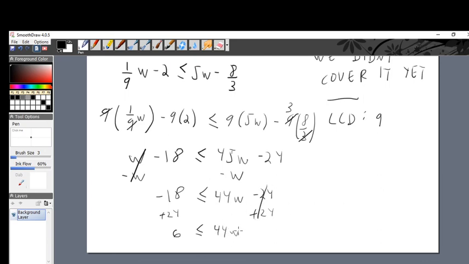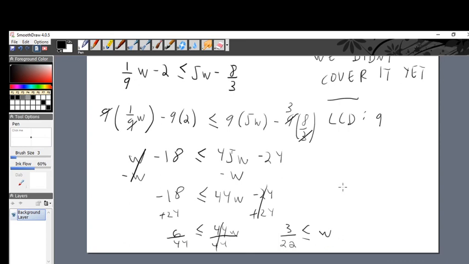This is 44W. Divide by 44 and divide by 44. What do you get? 44 divided by 44 is going to be plain W. Then there's the less than or equal sign. And 6 over 44, 2 goes into 6, and 2 goes into 44. 2 goes into 6 3 times. 2 goes into 44 22 times. And here is the final answer.